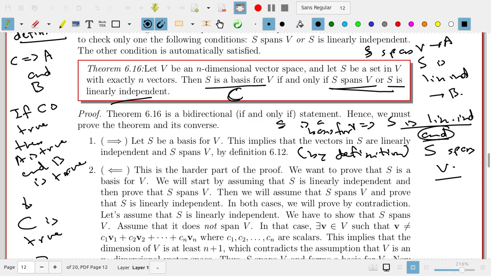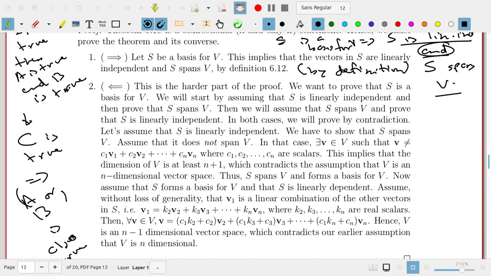Now, what about the converse? Let's say that S spans V. What happens then? Well, if S spans V, in order to show that S is a basis for V, we need to show that S is linearly independent. Remember, that's the second condition in the definition of basis.